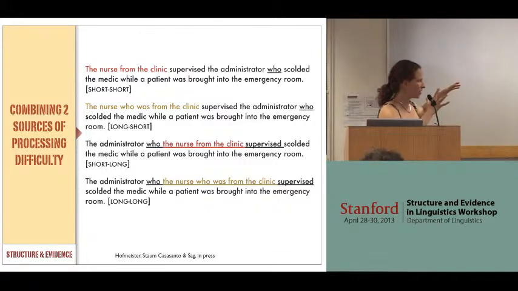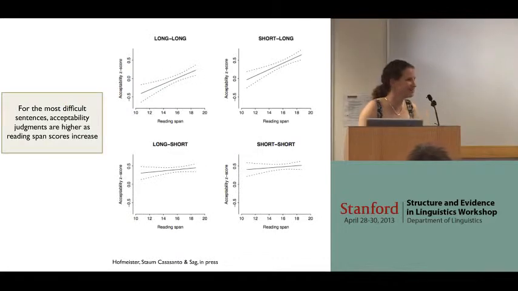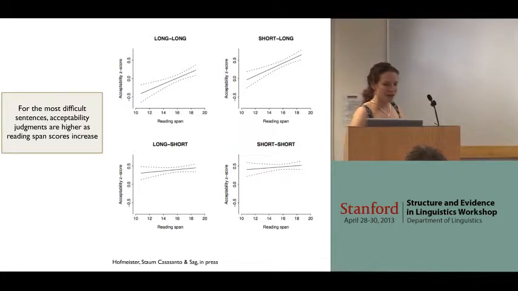So this is parallel to the first stuff that Ted showed you, right? We're looking at sentences that have dependencies that are either short or long. So you have either two short ones, a long one and a short one, or two long ones. Some of these sentences are easy, and none of them are actually easy. Some of them are hard and some of them are really hard. And what you find is that especially in the cases where they're really hard, the acceptability judgments are in fact higher as reading span scores increase.